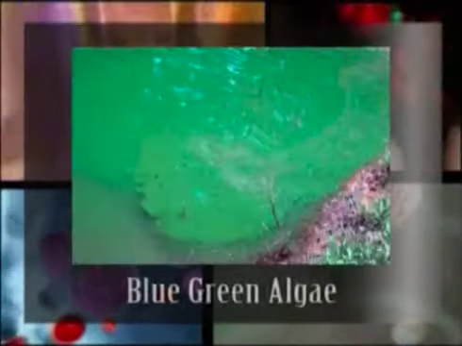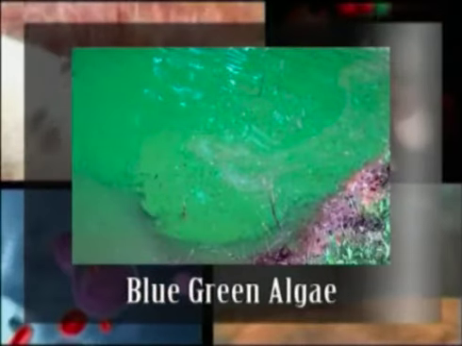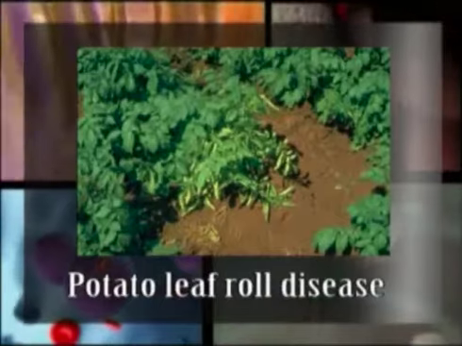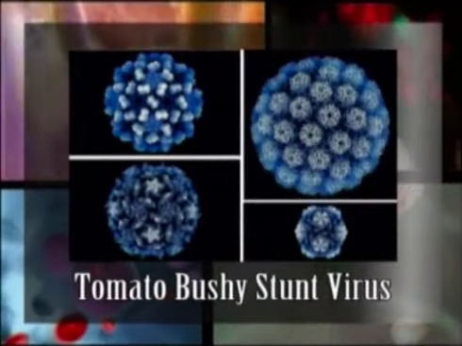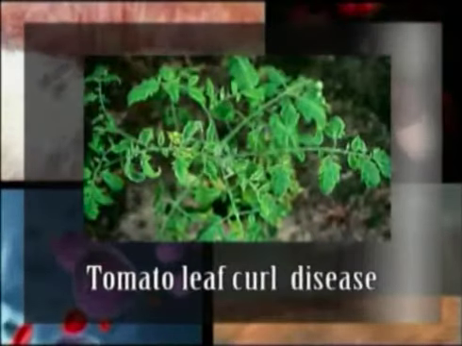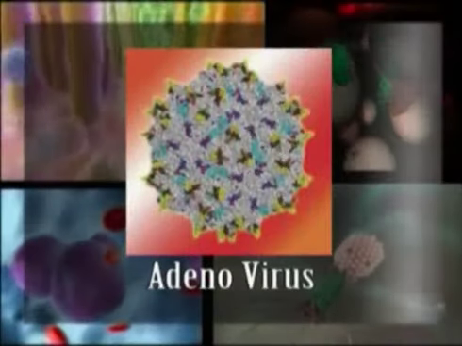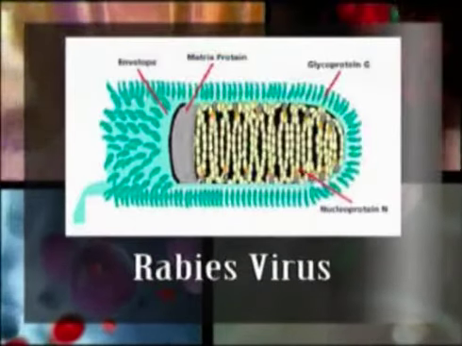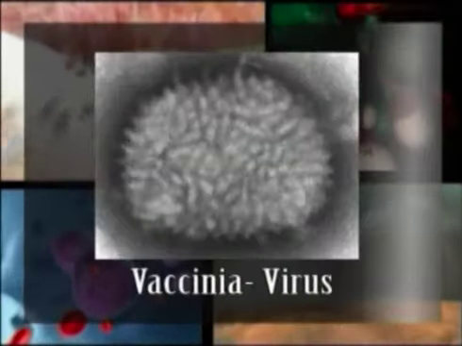Viruses of blue-green algae resemble those of bacteriophages of the T group. Some of the plant viruses are TMV, potato leaf roll virus, tomato bushy stunt virus, tomato leaf curl virus, etc. Some of the animal viruses are adenovirus, influenza virus, polio virus, rabies virus, vaccinia virus, etc.